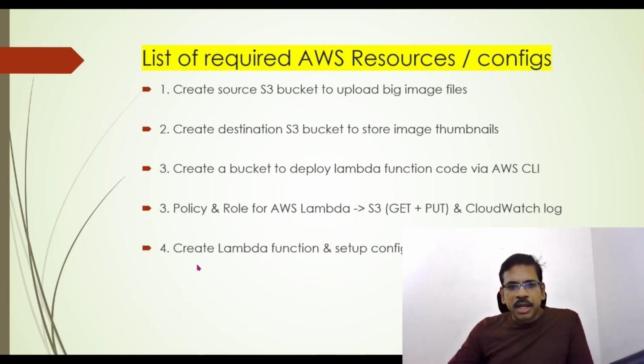Fifth, I have to create a Lambda function and set up the configuration, the runtime, memory and all. And sixth, I need to assign this Lambda trigger from the source bucket. This way, I have to connect the source bucket with this Lambda so that as soon as I put the object into the source bucket, this Lambda will be triggered.